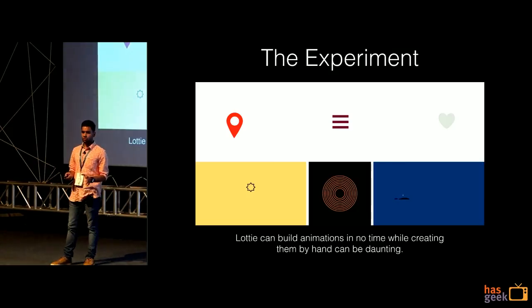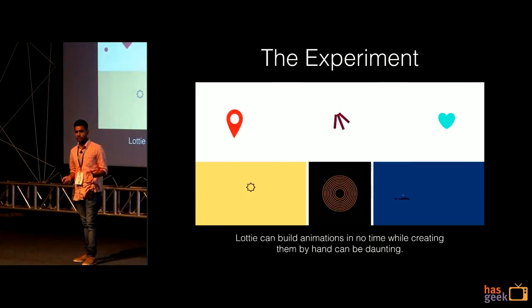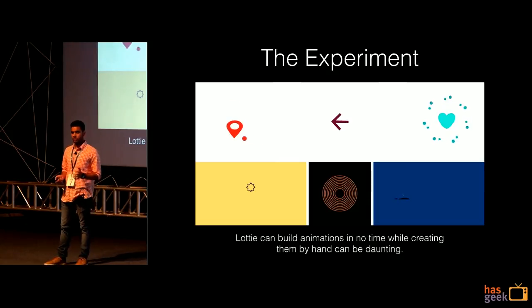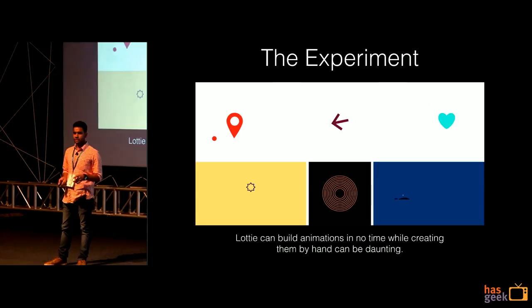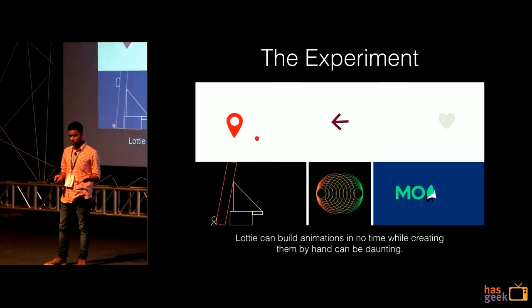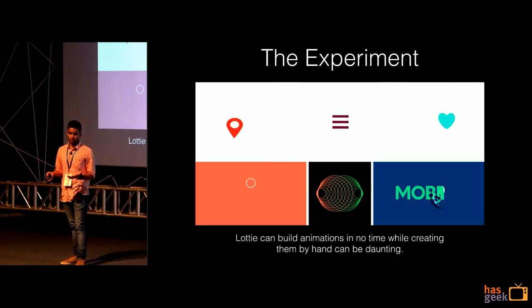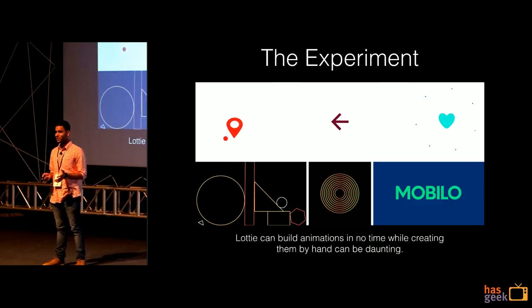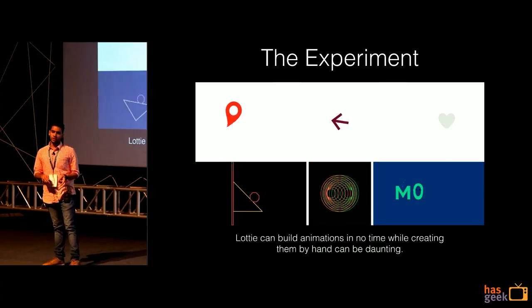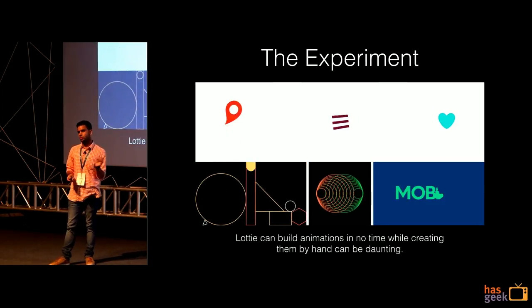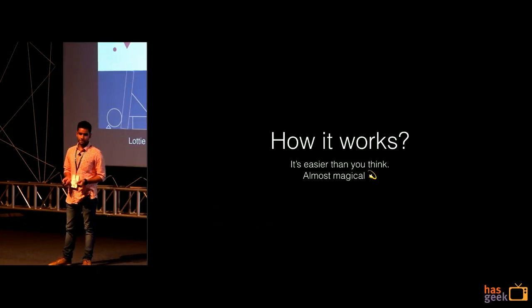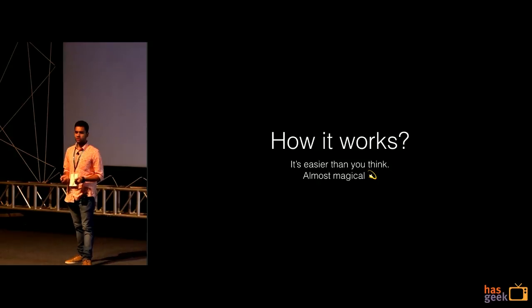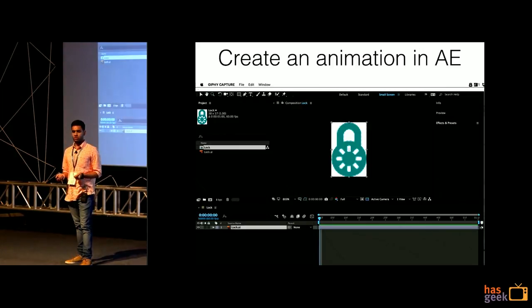So the experiment was that they took certain animations like the wishlist heart and the jumping pin or the hamburger rotating into a backward arrow, and they said that it took a lot of time inventing it by hand, but using Lottie they just had to put it in the assets like we do for an icon. So how it works, it's easier, almost magical.